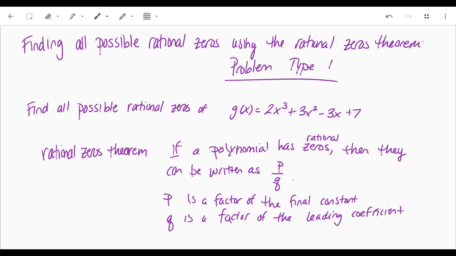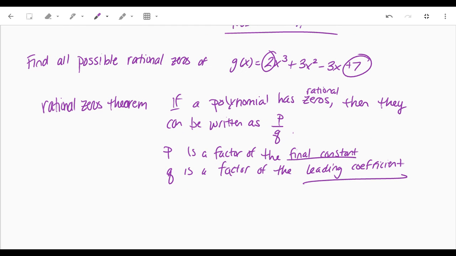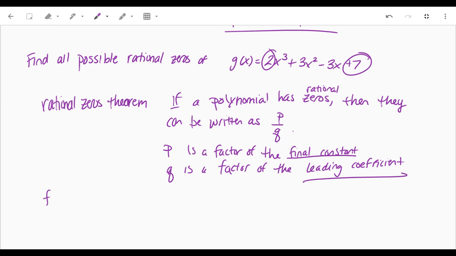Okay, so in this case, that final constant is 7. The leading coefficient is 2. So you list factors of 7, and make sure you get the negative ones in there too. Factors of 7 would be positive and negative 1, positive and negative 7.